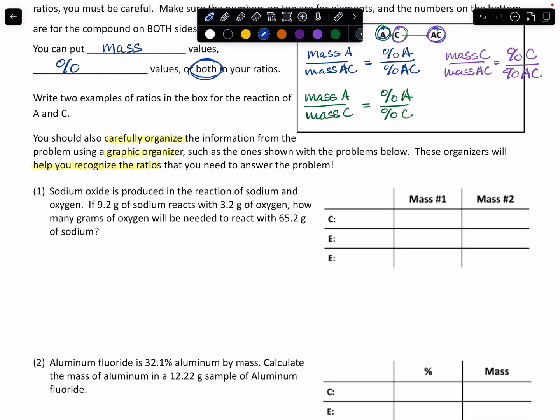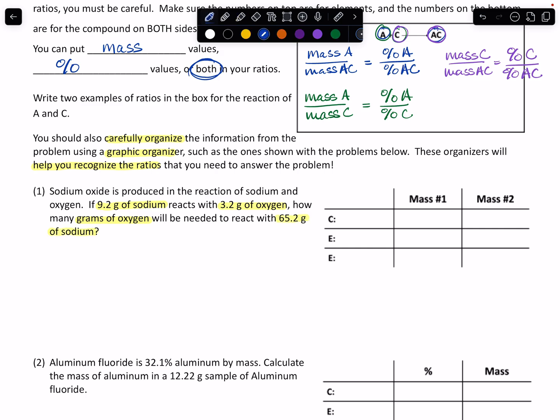Sodium oxide is produced from the reaction of sodium and oxygen. If 9.2 grams of sodium reacts with 3.2 grams of oxygen, how many grams of oxygen will be needed to react with 65.2 grams of sodium?